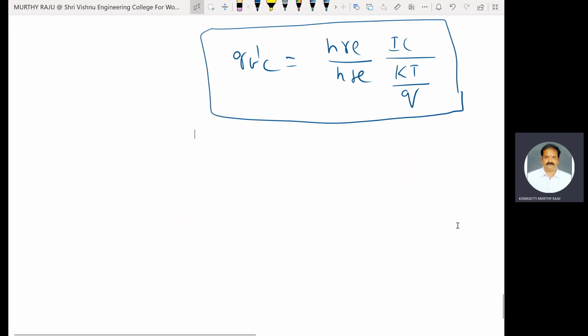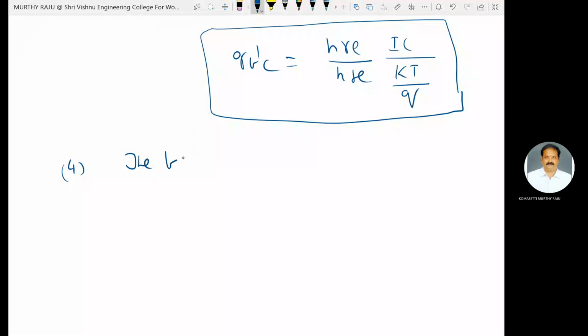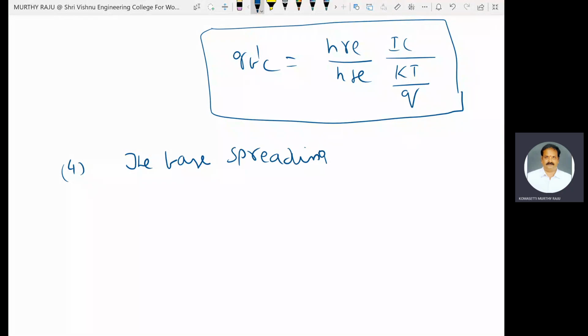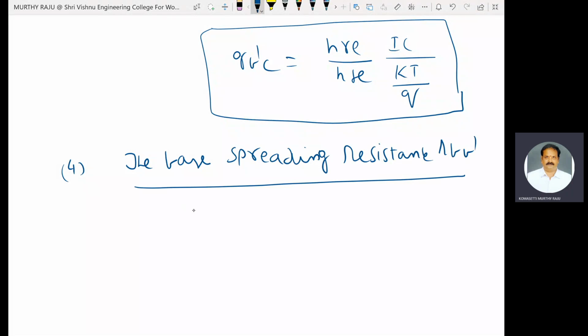The base spreading resistance, RBB dash. This is for including at the input side. Put VC is equal to 0.